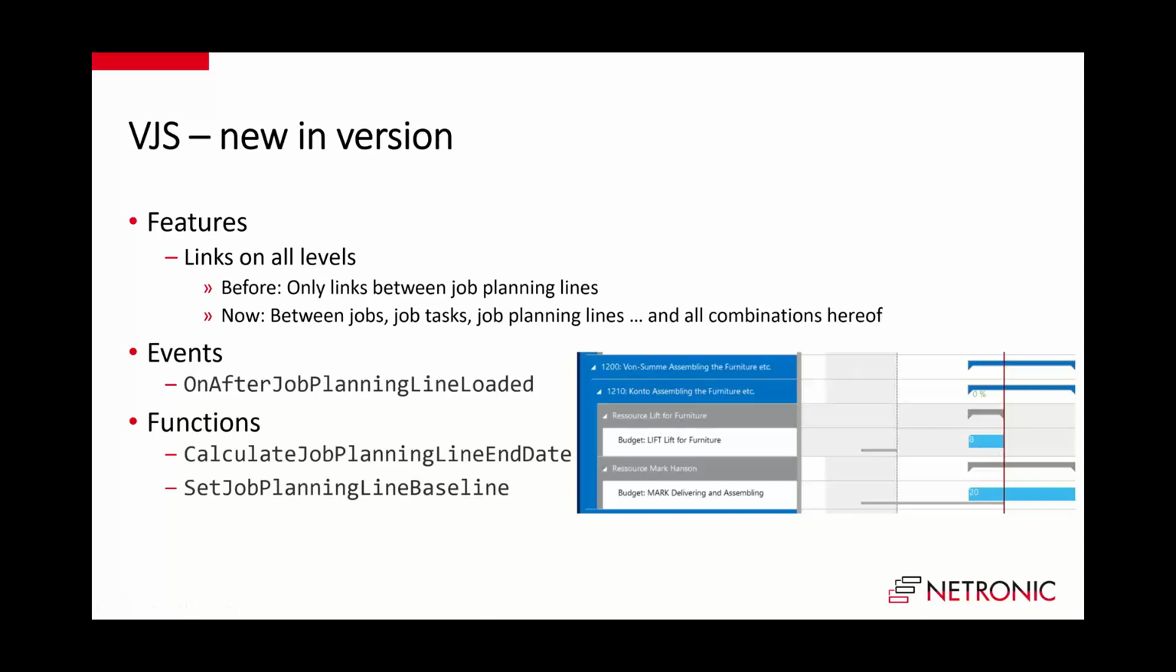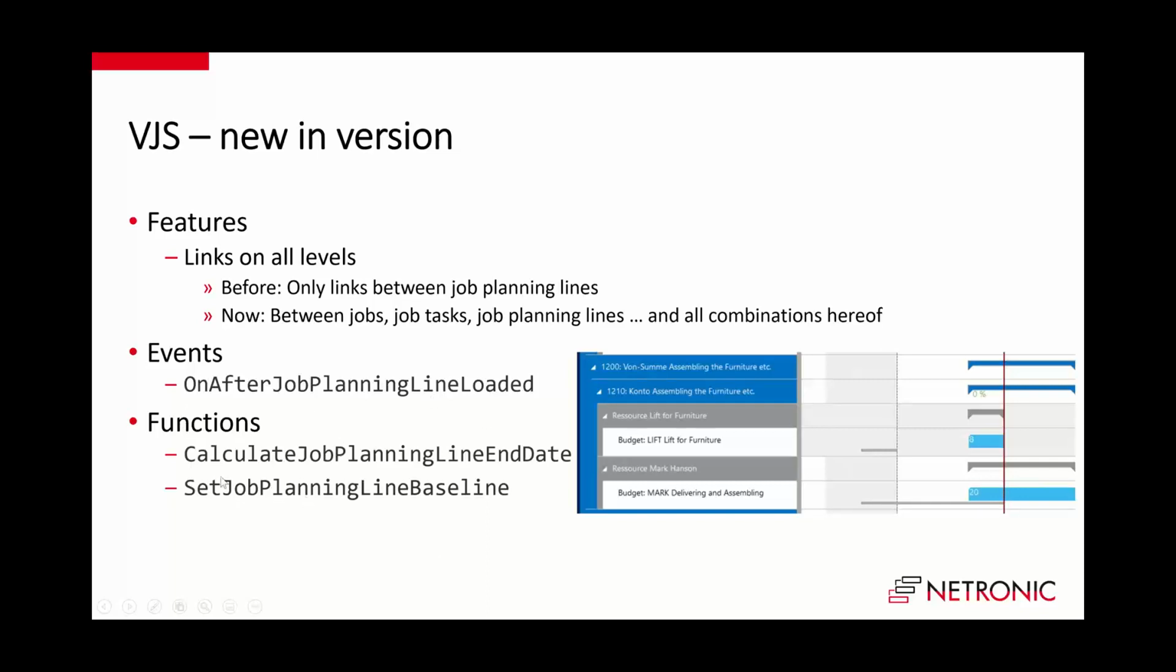Or we calculate the length of the job planning line, and if the resource has an 8-hour calendar, then we spread the 20 hours: 8 hours the first day, 8 hours the second day, and 4 hours the third day. So with these events and functions, you can also, from your business logic, apply a different logic to calculate the length of the bar. So this is quite powerful.